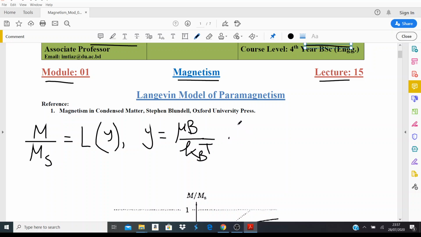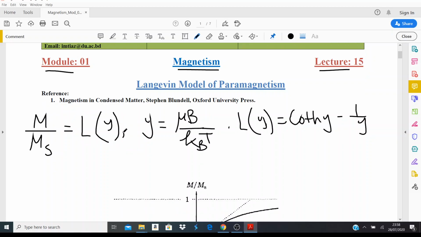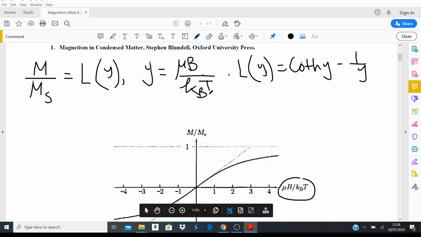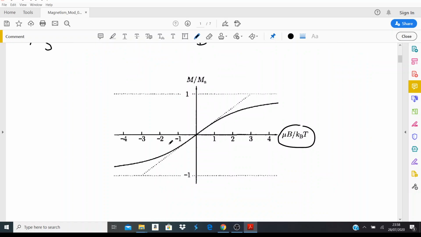And we also remember the Langevin function has a functional form in terms of y, which is given by the coth of y minus 1 by y, right? Let us try to understand the behavior of this function to understand the magnetization, because on the right hand side of this expression we have this function. So let's plot M by Ms, which is the Langevin function, as a function of y, that's our y, mu B by kBT. You can see it from here. So we are plotting the Langevin function as a function of y here.